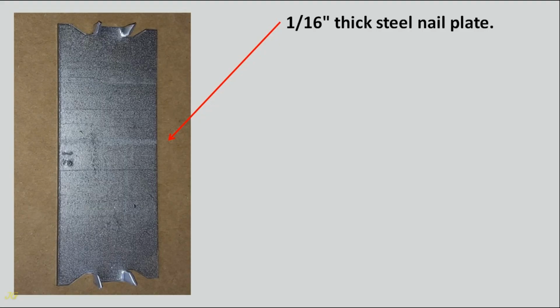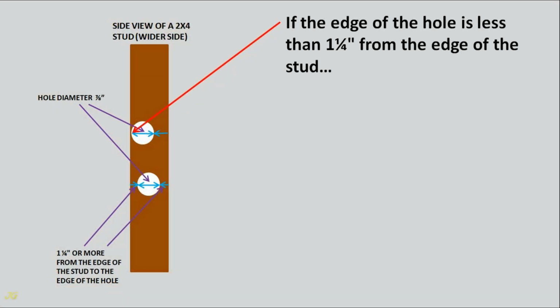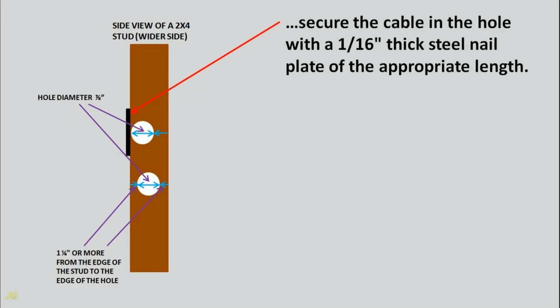1/16 inch thick steel nail plate. If the edge of the hole is less than 1¼ inch from the edge of the stud, secure the cable in the hole with a 1/16 inch thick steel nail plate of the appropriate length.